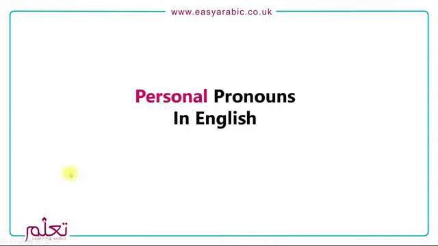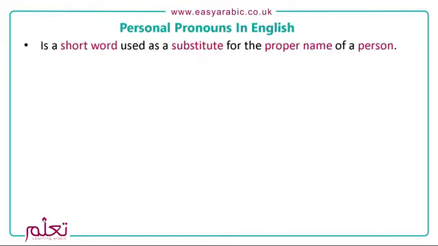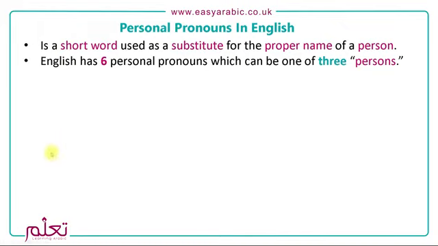Okay, so if we look at the personal pronouns in English, as we said, a personal pronoun is a short word used to substitute for the proper name of a person. In English, there are 6 personal pronouns, which can be of one of 3 persons.